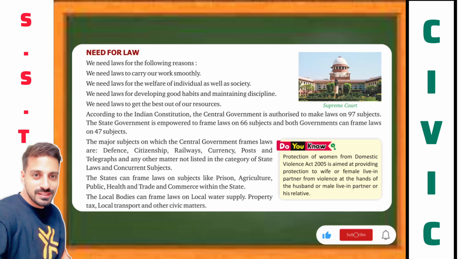The state can frame laws on subjects like prison, agriculture, public health and trade and commerce within the state. The local bodies can frame laws on local water supply, property tax, local transport and other civic matters. Do you know, the Protection of Women from Domestic Violence Act 2005 is aimed at providing protection to a wife or female live-in partner from violence at the hands of the husband or male live-in partner or his relative.